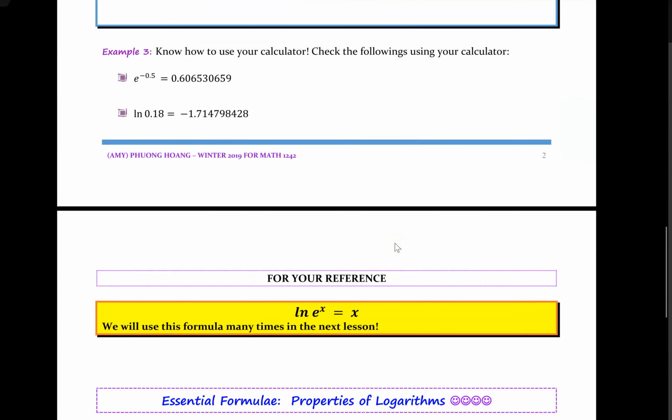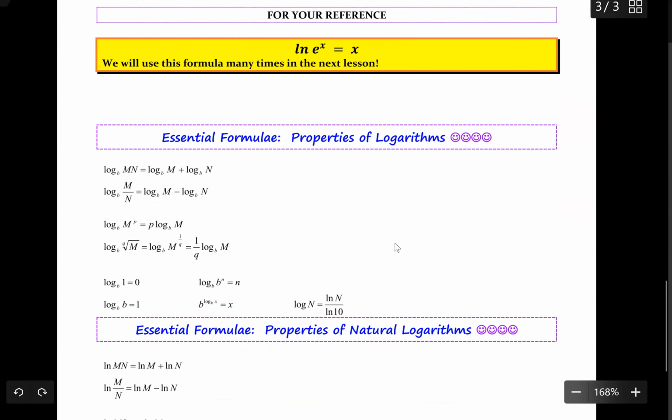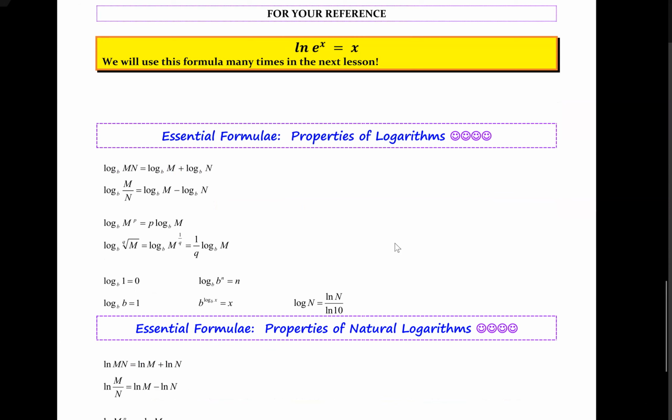Alright, so let's continue. I would like to provide you with some reference for this logarithm lesson. I just want to let everyone know that logarithm is not as simple as we summarize in this one lesson or two lessons. What we are going to concentrate on in this class is these formulas right here.